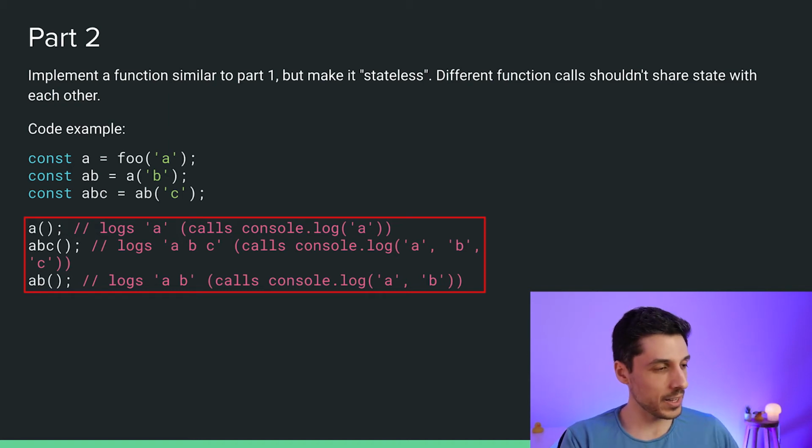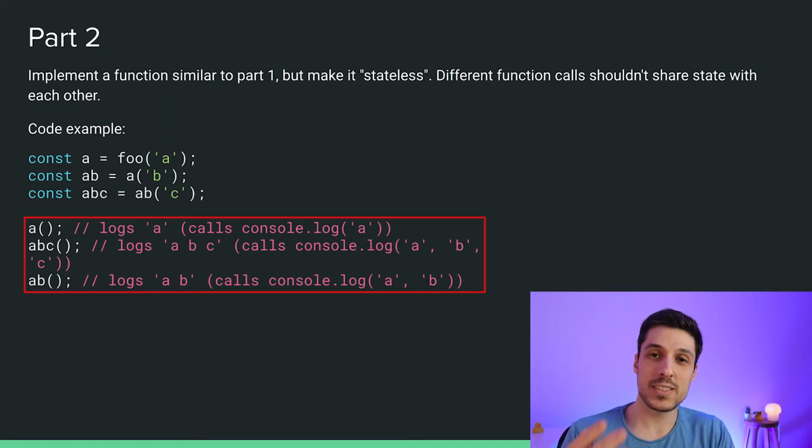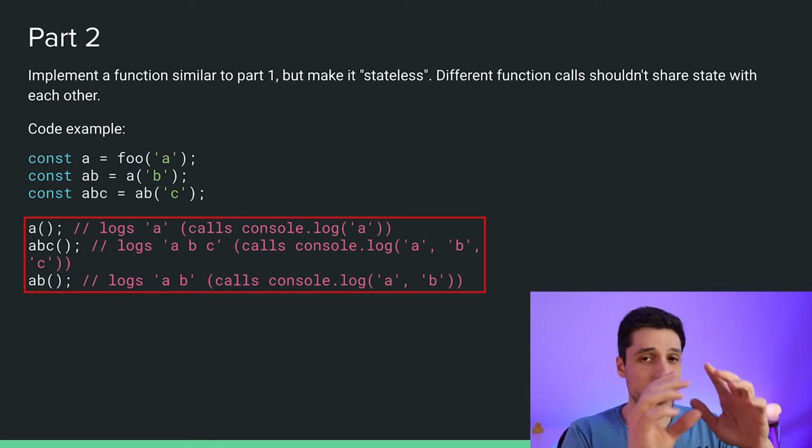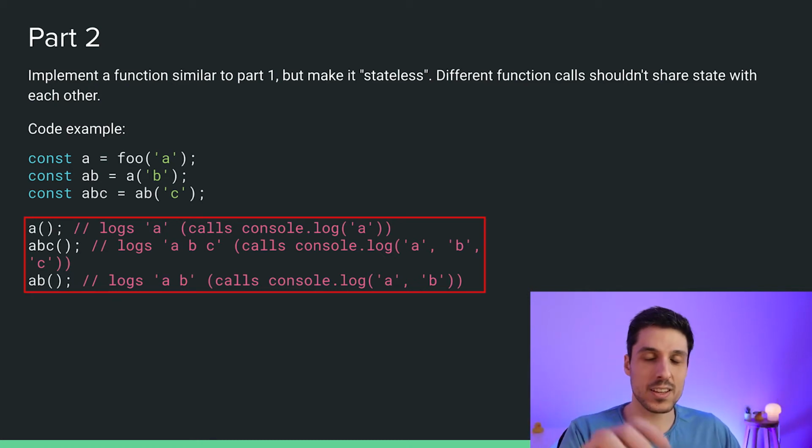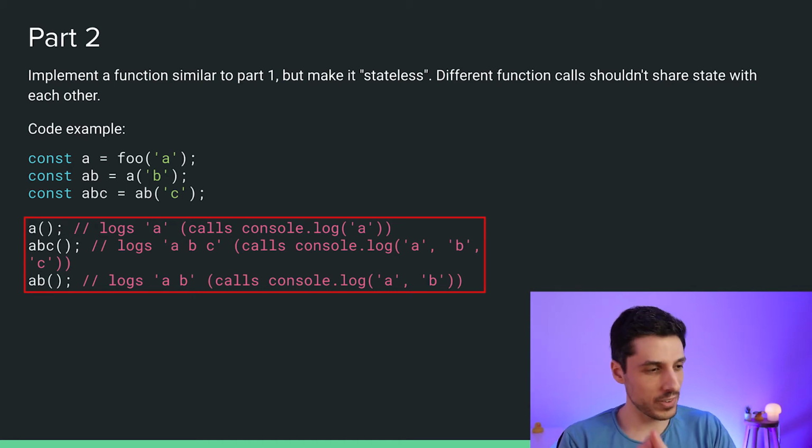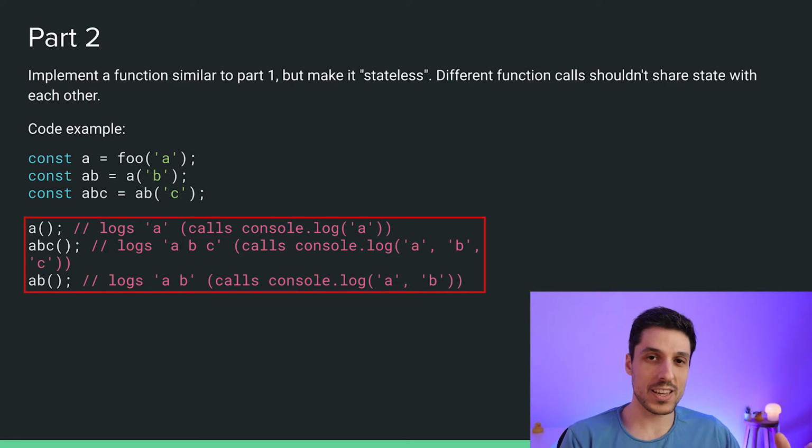When we call A, it might log ABC. If A is sharing the state that AB and ABC are sharing, then it will log out A, B, C. Okay, so that's the clarification. You need to make them stateless. You need to make them not share the state between those different function calls.